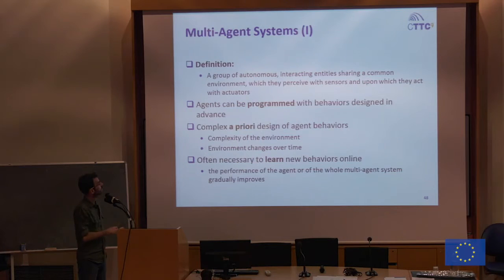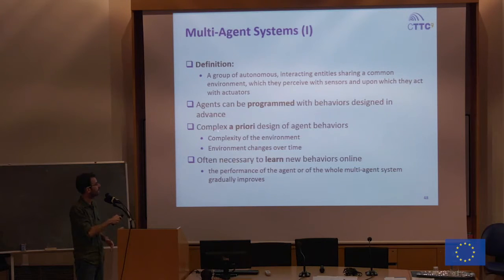This is the definition of a multi-agent system. It is a group of autonomous interacting entities that share a common environment, in this case the HetNet. This environment is perceived by the agents through sensors, and they act on this environment through actuators. What we would like is that the agents are programmed with some good behavior in advance, a priori. In this case, it could be perfect: we program the agent, we forget about it, and it will live forever.